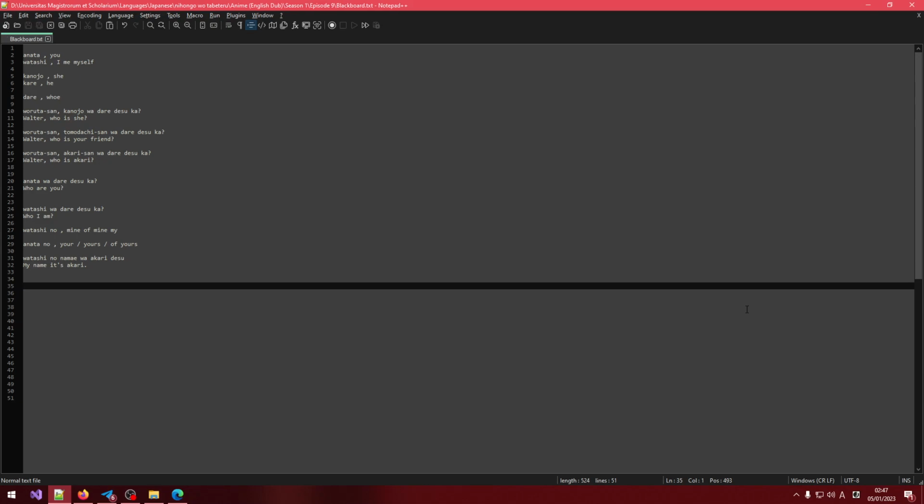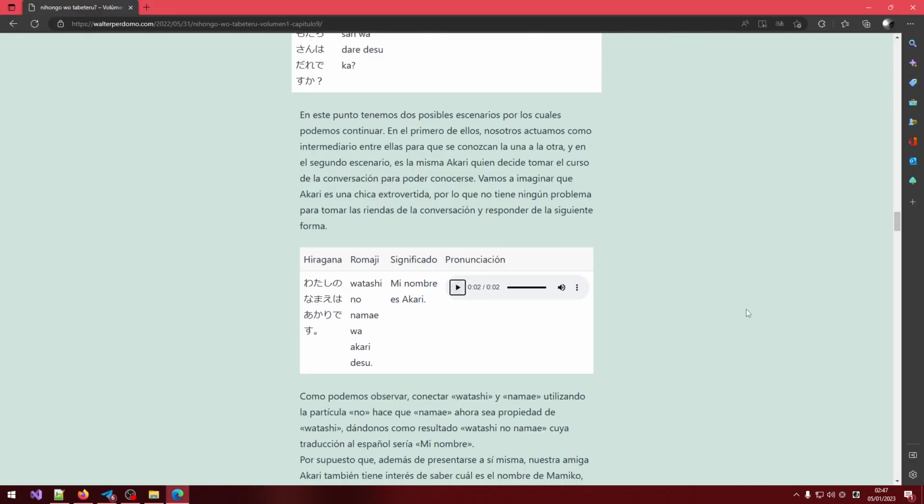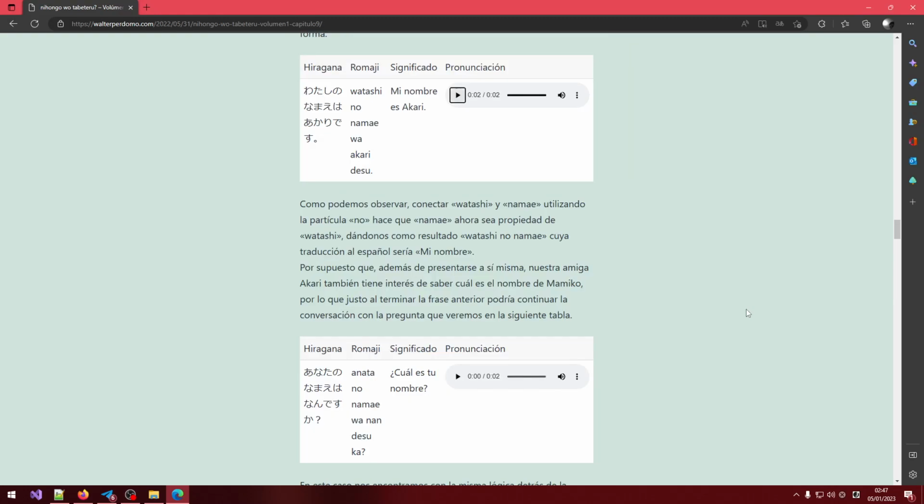And this is basically how the particle no works. You have a noun, a pronoun, whatever, and you have the no particle, and it takes possession of whatever is to the right. So in this case, namae is just name. So watashi no namae, watashi takes possession of namae, and it becomes my name. My name is Akari. Let's continue on.